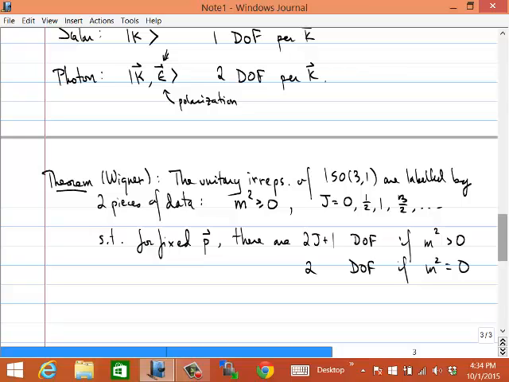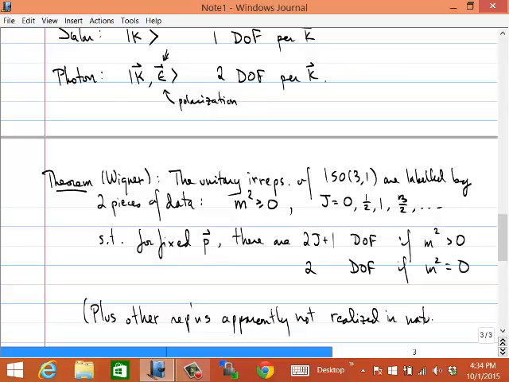Okay. So that's the result. I'm actually lying here slightly. There are also other representations which are apparently not realized in nature, which of course doesn't stop people from writing papers about them. But as far as you're concerned, that's it. Every possible particle that you will ever see in the world appears on this list somewhere.